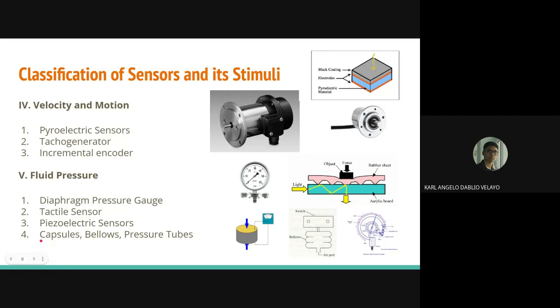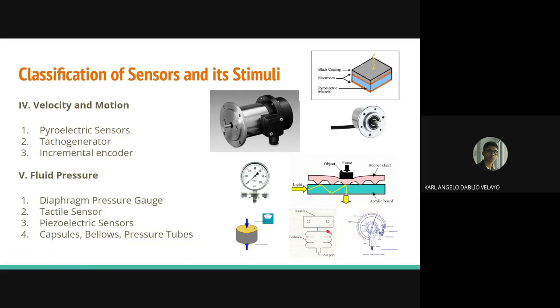So now next we have capsules, bellows, and pressure tubes. So these are three different devices, so just not be confused. So first we have capsules. So no, this is the piezoelectric sensor. I have not attached an image for capsule, but capsules consist of two diaphragms joined and sealed around their circumference. So these types of sensors are designed to measure low pressures and vacuum.